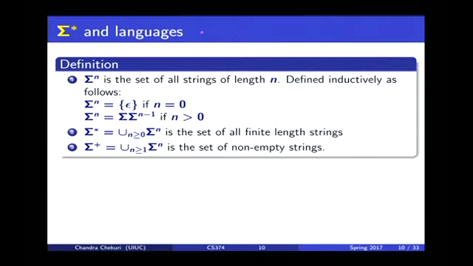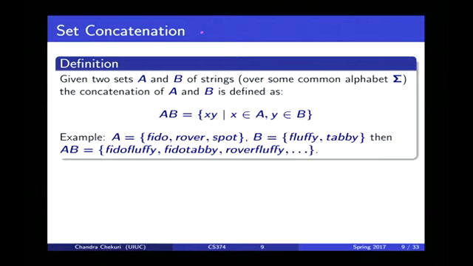Sigma star and languages. Given sigma, the alphabet, sigma to the n is the set of all strings of length n. Again, we can define it inductively: sigma to the n is the set containing epsilon if n equals 0, and otherwise, let me do this. We define concatenation of strings x and y. We understand concatenation of strings. What is the concatenation of two sets of strings?